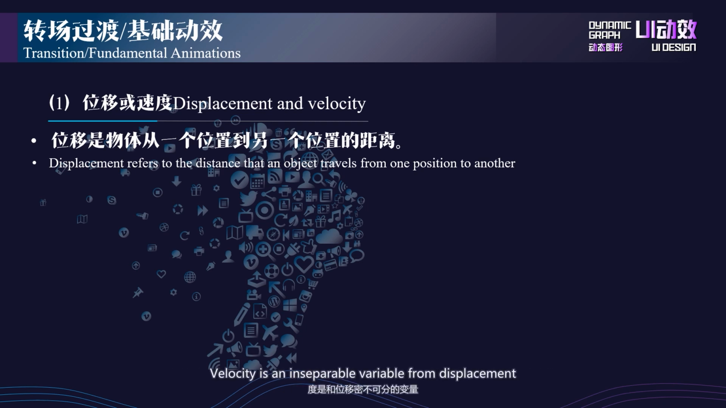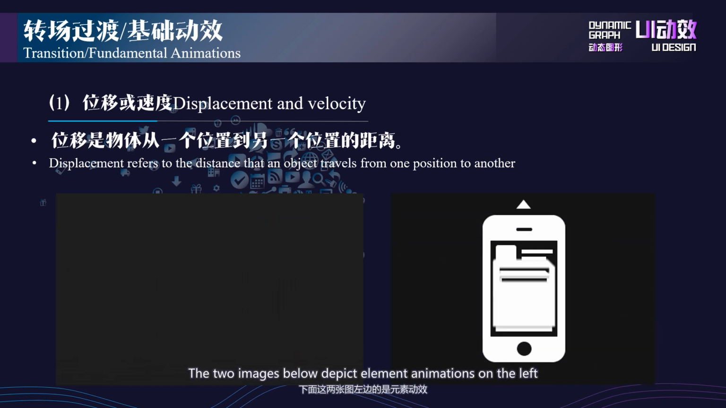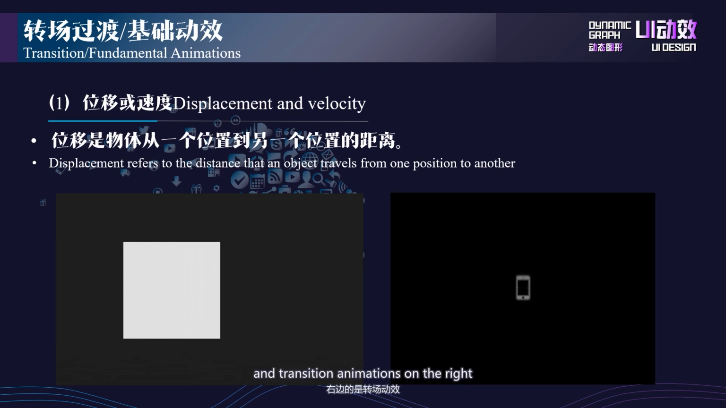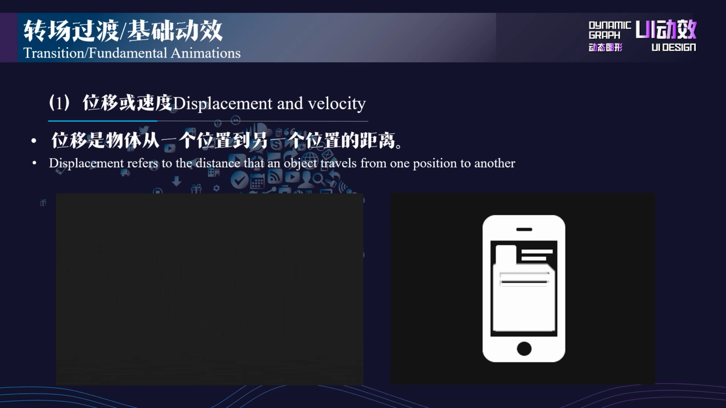Velocity is an inseparable variable from displacement. With the same displacement but different velocities, elements can exhibit various dynamic effects, such as constant speed, acceleration, deceleration, ease in, ease out, etc. Changes in velocity can add a sense of motion and attract attention more easily. The two images below depict element animations on the left and transition animations on the right, both of which are frequently used.